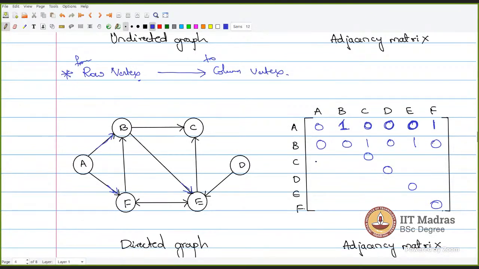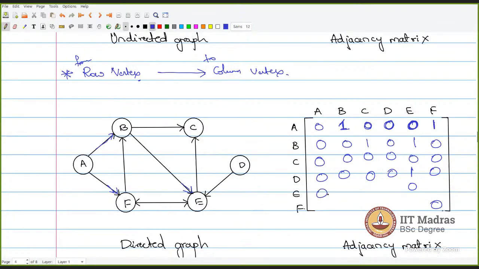Similarly, is there an edge from C to A? No. From C to B? No. From C to D? No. From C to E? No. From C to F? No. Everything is 0. From D to A? No. From D to B? No. From D to C? No. From D to E? Yes, D to E is 1. From D to F? No.